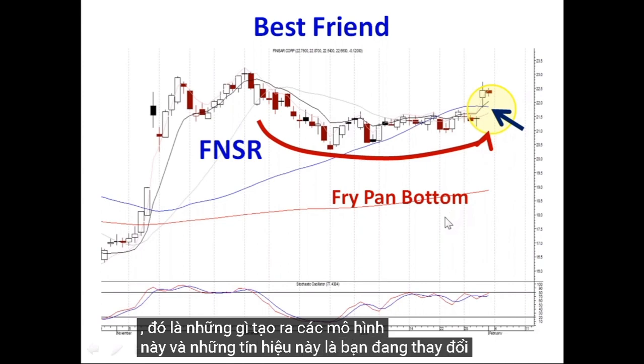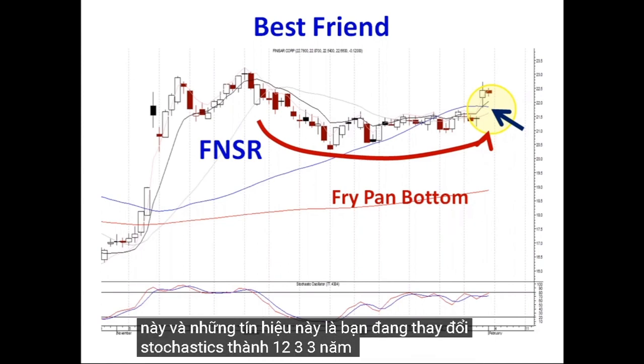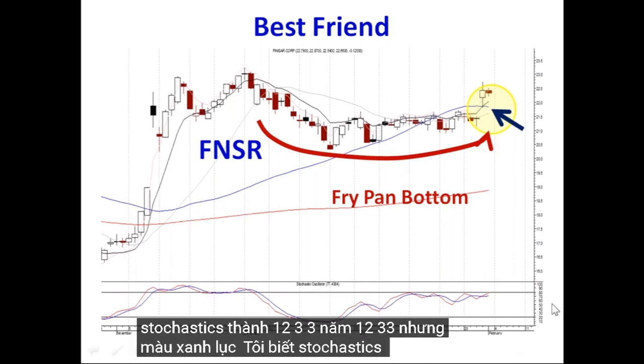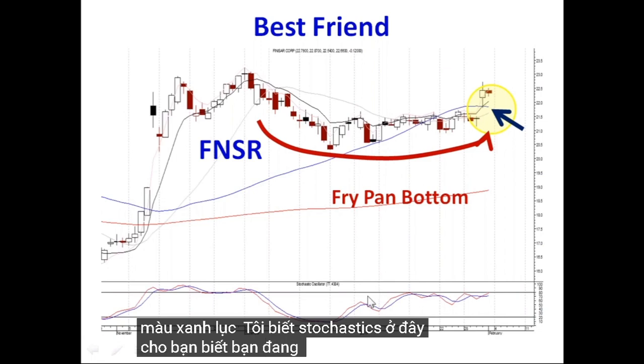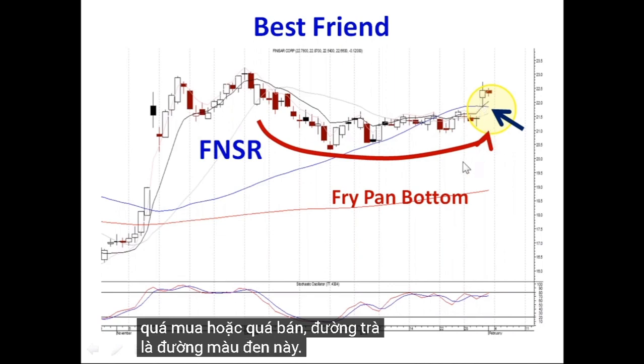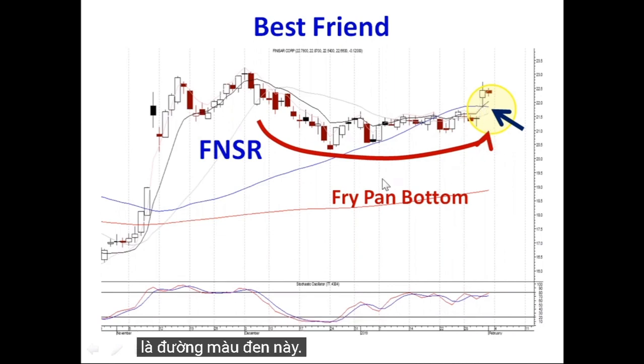Are you changing the stochastics to 1233, or is 1233 the T line? No, stochastics are down here, telling you where you are in the overbought or oversold area. The T line is this black line, the 8 EMA.